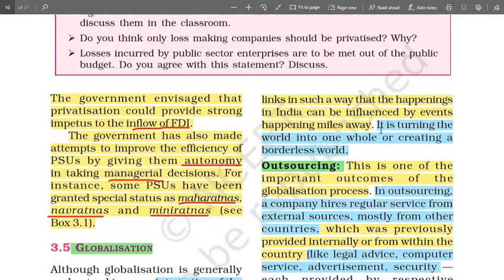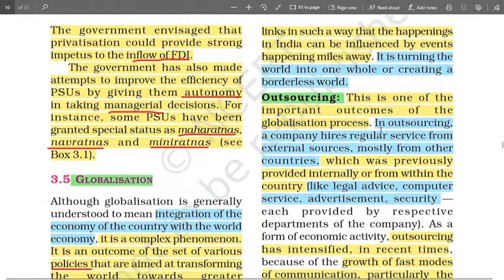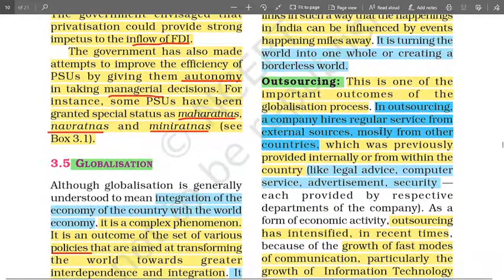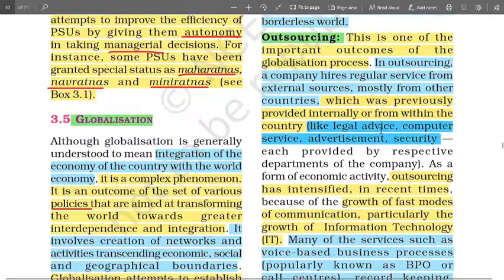So that's about globalization. Globalization is integration of the economy of the country with the world's economy. It's turning the world into one whole, or creating a borderless world. So that's the globalization that we as Indian economy adopted in 1991. So one of the benefits that India very much got was the process of outsourcing. This is the outcome of globalization.